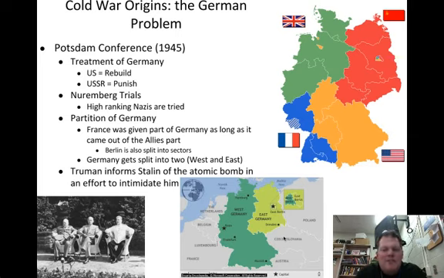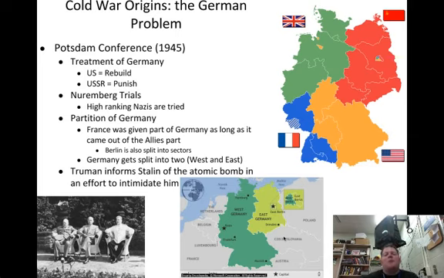It's split up into 4 sections. The British get a section, the Soviets get a section, the Americans get a section, and the French get a section. France was allowed to get a section as long as that section came out of the Allies' part. The capital city of Berlin, which is located in East Germany, is also split into sectors. And eventually, I think we all know the story to this here. Germany will get split into 2: a West Germany and an East Germany.